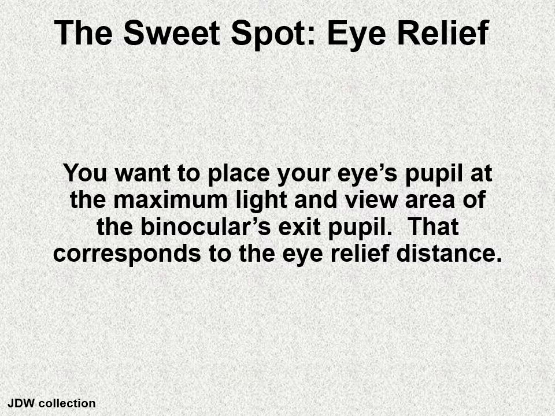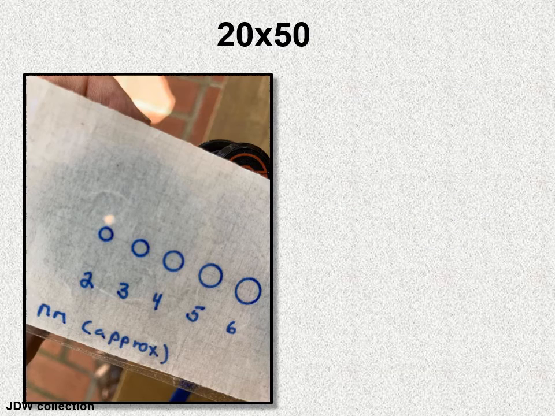You want to place your eye's pupil at the maximum light and view area of the exit pupil. And if you wear glasses, it is crucial that you understand this. Here is the exit pupil of a 20 by 50 binocular. It is 20 by 50, so 50 divided by 20 is 2.5.